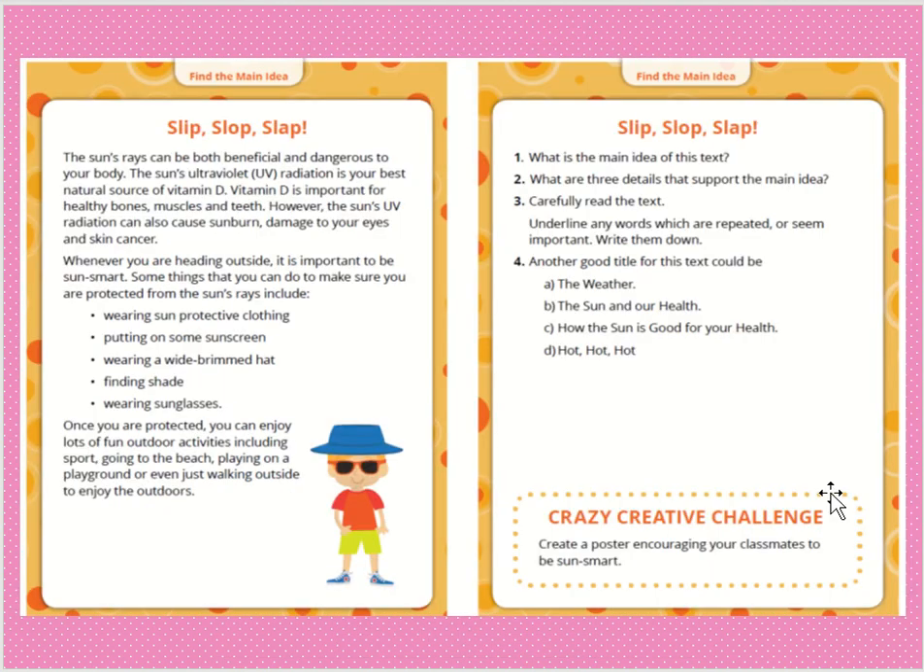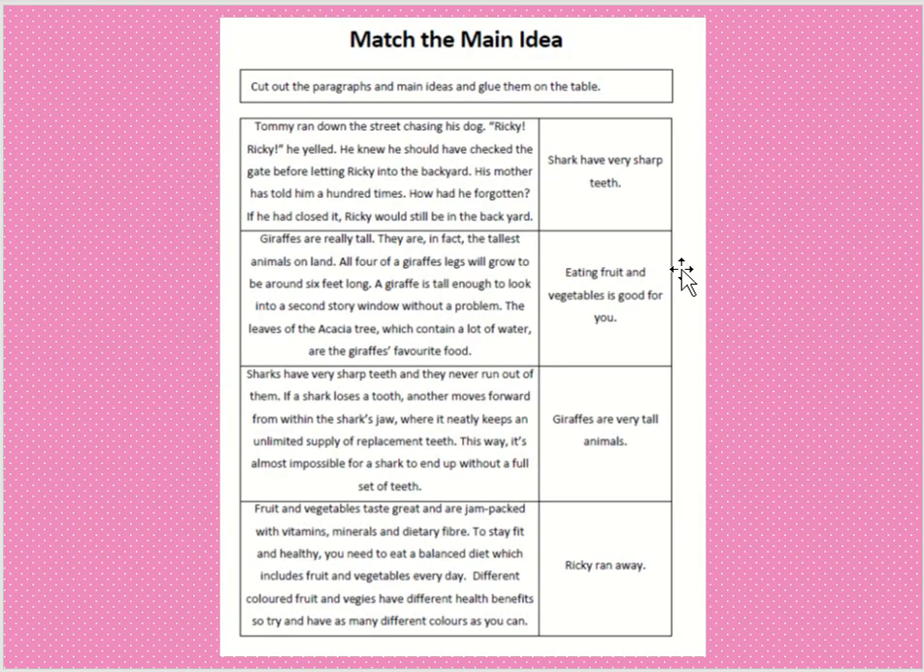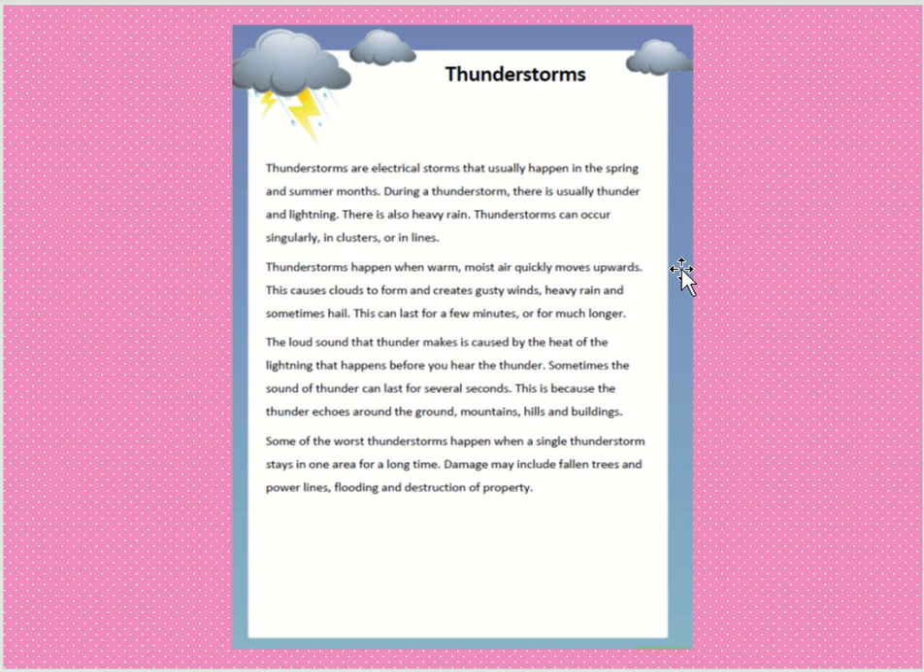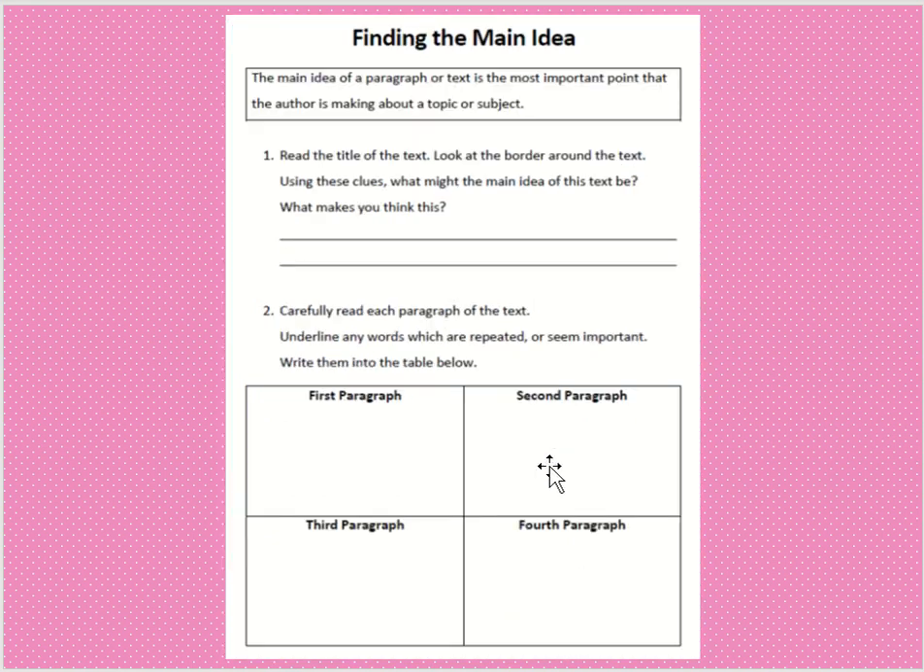If you feel like this level 2 activity, you've already done it, so make sure you do this first, and you feel like you need a challenge or an extension, okay, then you can do the level 3 extension task, and this is what it looks like. So you'll have a read of this text, and then you'll answer these questions. So it says, read the title of the text, look at the border around the text, using these clues, what's the main idea? And then you're going to write it in.